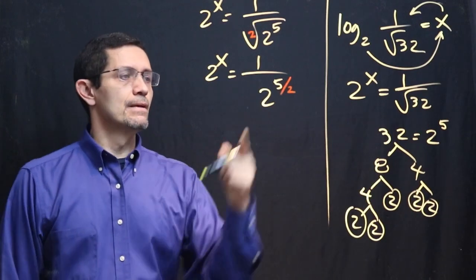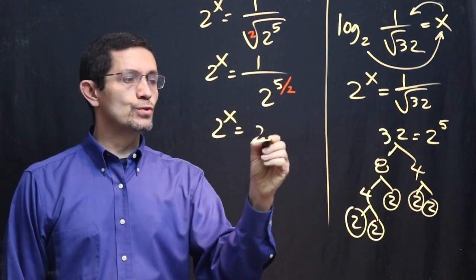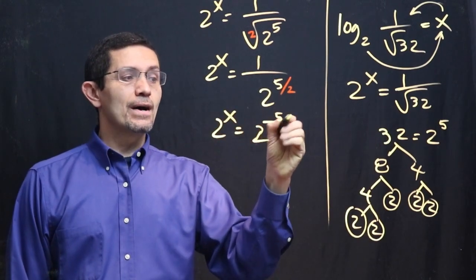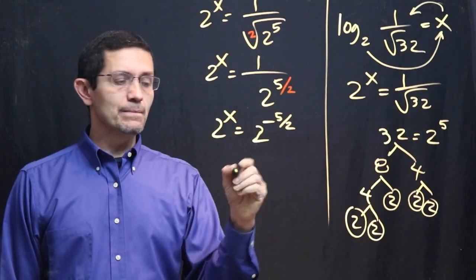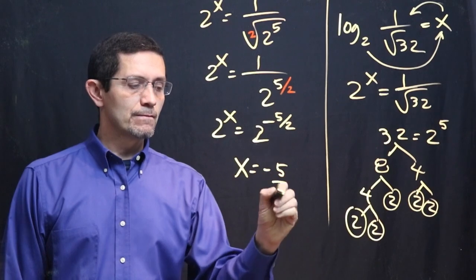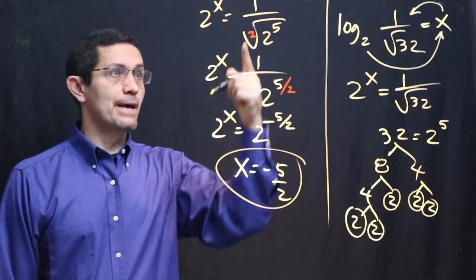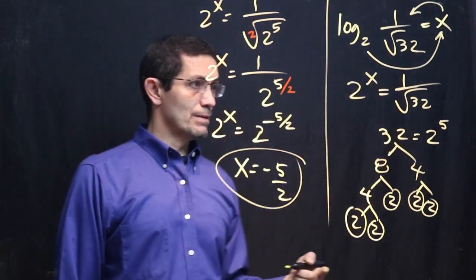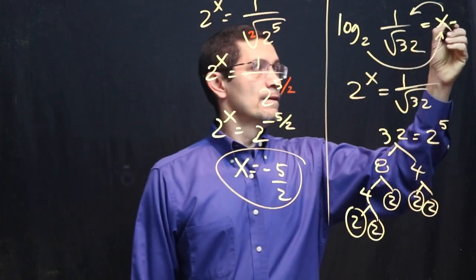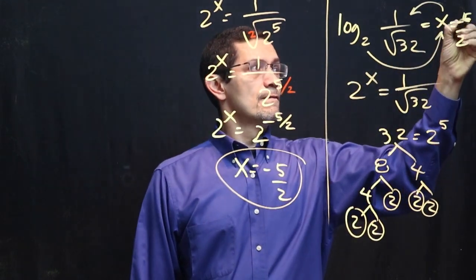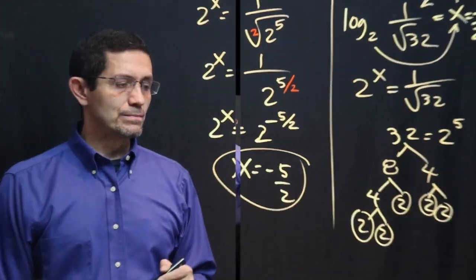Excellent. Now I'm going to bring that to the top. 2 to the x is the same as 2 to the negative 5 over 2. Change the sign. Bases are the same. x equals. If the bases are the same, exponents are equal. My answer for all this, original problem, log on base 2 of this is equal to negative 5 over 2. Okay? Now let's do one more.